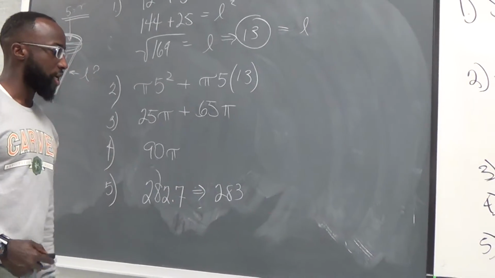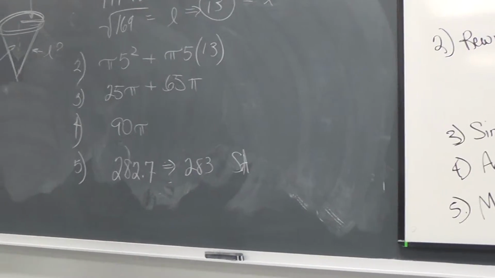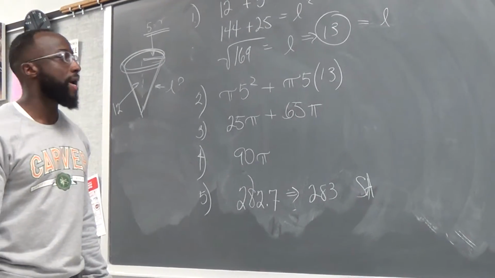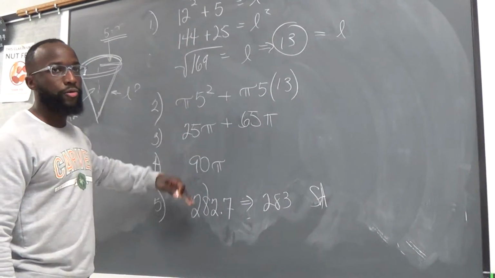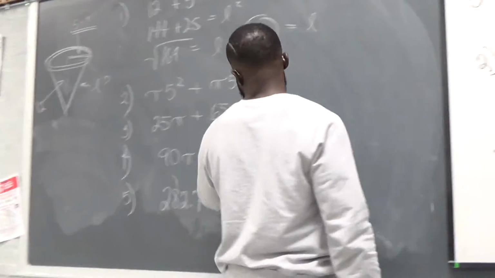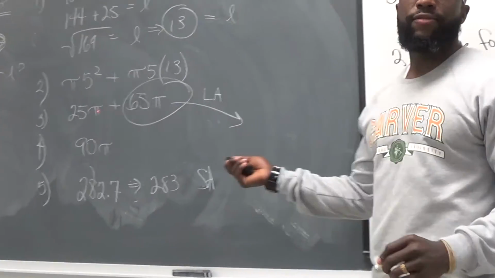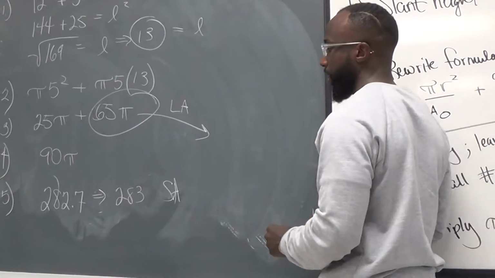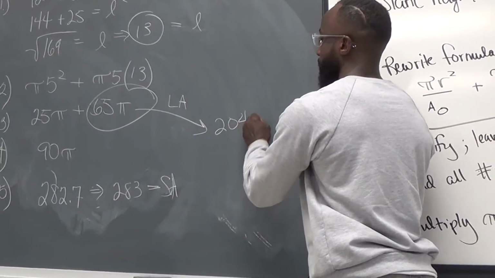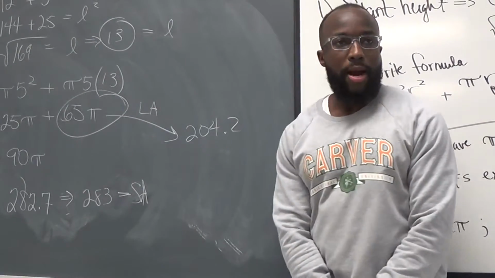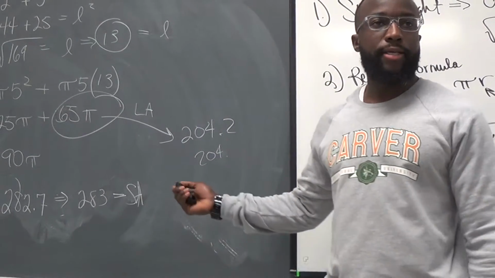Alright, so this is the surface area. Now, a lot of times, we've been asking for the lateral area as well. The lateral area is the area of everything minus the circle, the base, right? So your lateral area would be 65 pi. This is the lateral area. 65 times pi is 204.2, or 204. So that is your lateral area.